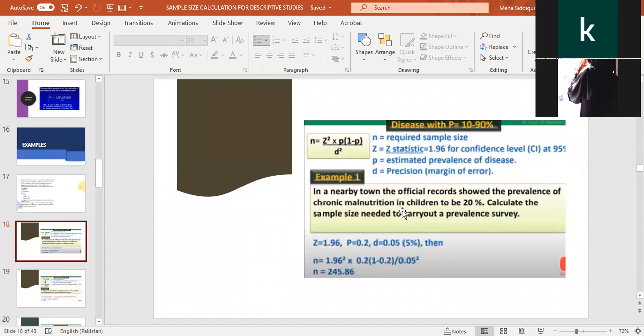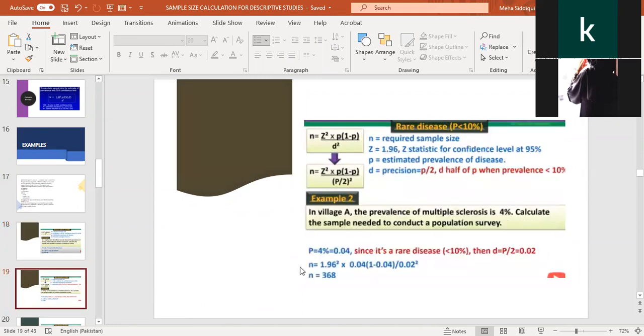So here we can see that Z value is 1.96 and P, that is estimated prevalence, is 20% or 0.2, and the precision is 5% or 0.05. And again, putting all these values, we get the sample size of 245. Now, if disease is very rare, that is prevalence is less than 10%, then we will have some change in the formula, that is precision will be half of when prevalence is less than 10%.